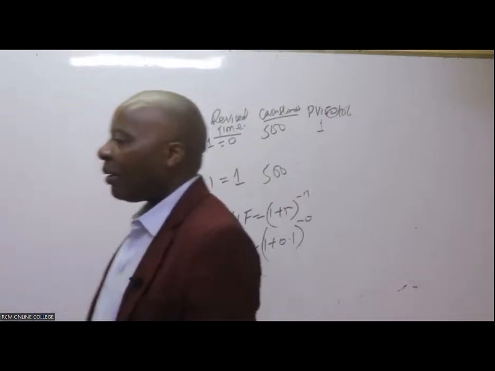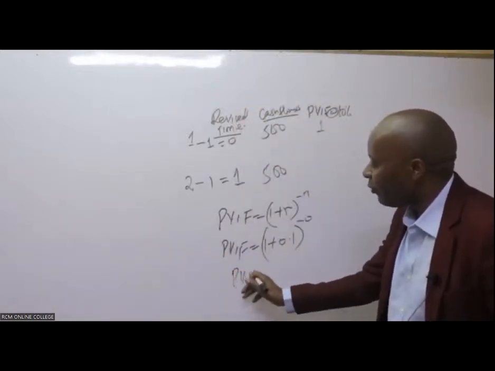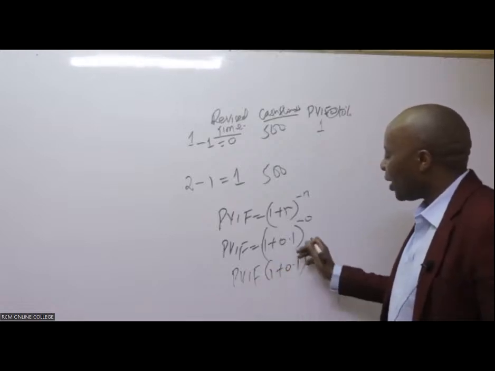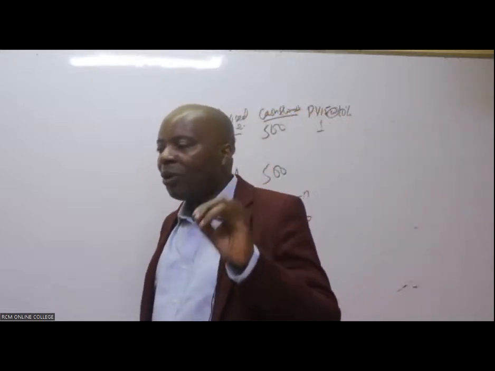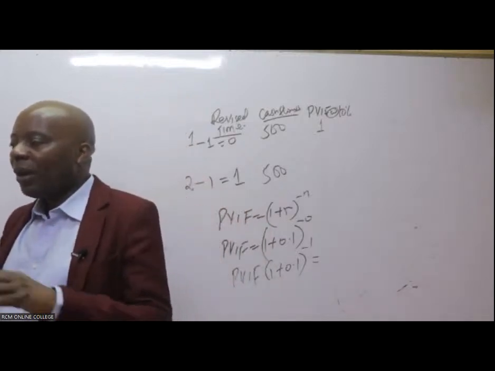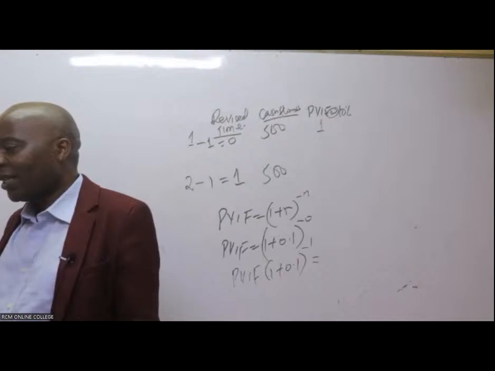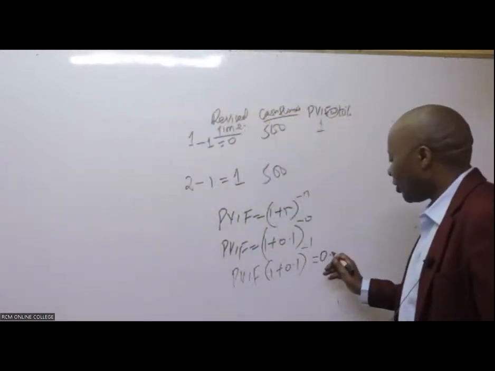So that is 1. How about when n is 1? Can somebody give me this PVF when n is 1? So it will be 1 plus 0.1 raised to negative 1. Please ensure that you are able to pick your calculator and raise it yourself. Vero, I'm not hearing you at all. I'm not seeing you giving me figures. 0.9091.